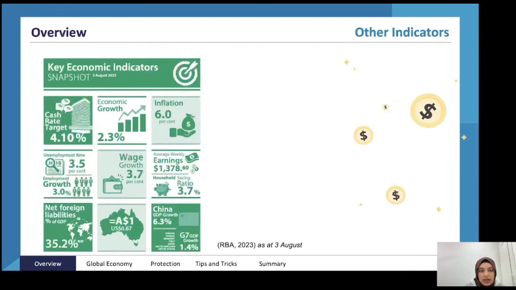So these are the key economic indicators snapshot that I was talking about. They've just got a bunch of stats. This is from the 3rd of August, but you can find the latest one if you just go onto the RBA and search snapshot. So you've got the target cash rate, economic growth, inflation, unemployment and employment growth, wage growth, average weekly earnings, household savings ratio, net foreign liabilities as a percentage of GDP, the exchange rate against the US dollar, and then China and the G7 GDP growth. So a lot of indicators there that are quite helpful to include in your stats. I would highly suggest that you find the most recent ones and use those.